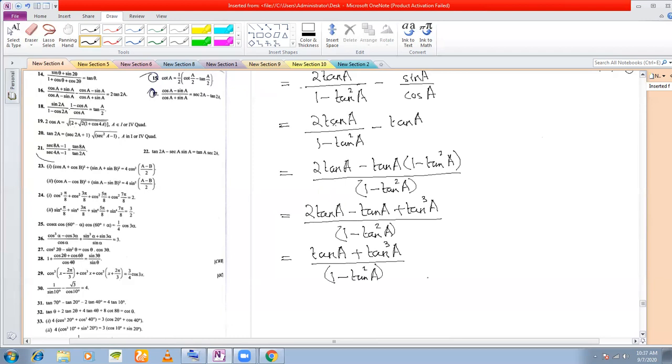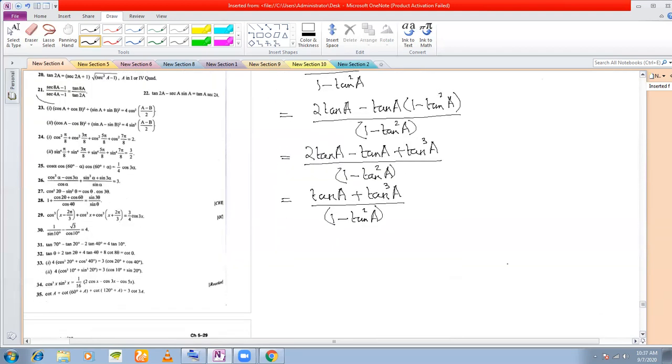Till now, the denominator I have not changed anything. If need be, then I will do. So let's see what I can do with the denominator. From the numerator I can take tan a common. I will get 1 plus tan square a. Okay. And in the denominator I am getting 1 minus tan square a. This can also be written as tan a into 1 plus tan square a by 1 minus tan square a.